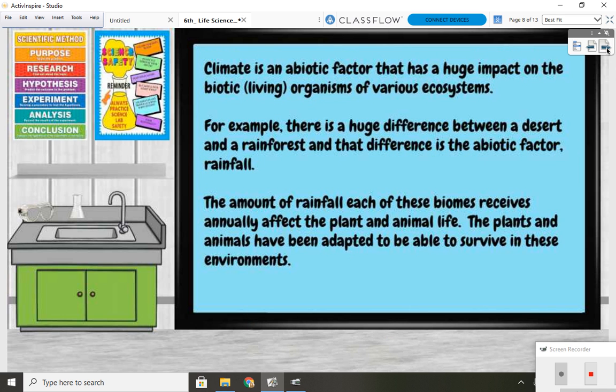Climate is an abiotic factor that has a huge impact on the biotic or the living organisms of various ecosystems. For example, there's a huge difference between a desert and a rainforest, and that difference is the abiotic factor of rainfall. The amount of rainfall each of these biomes receives annually affects the plant and animal life. The plants and animals have been adapted to be able to survive in these environments.